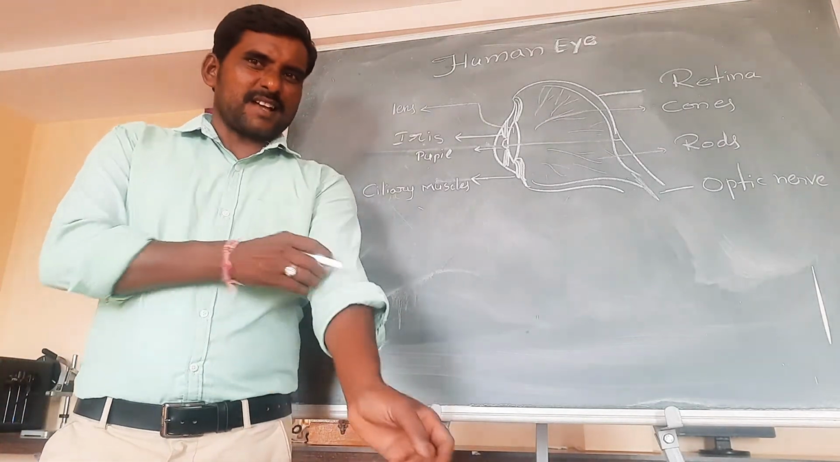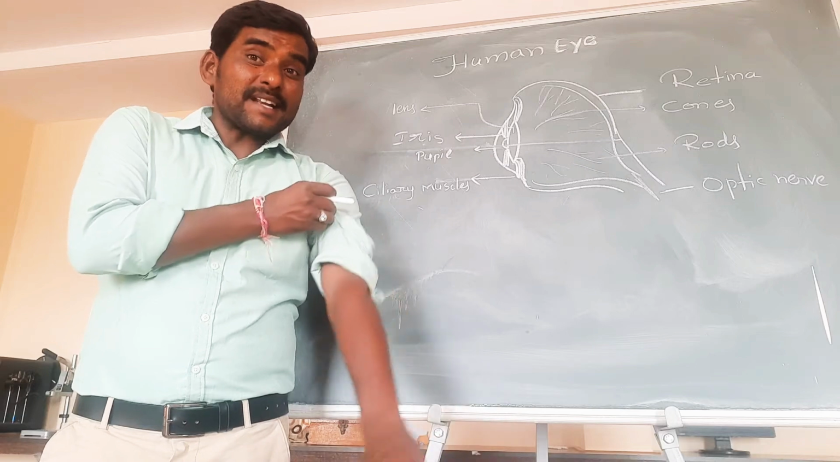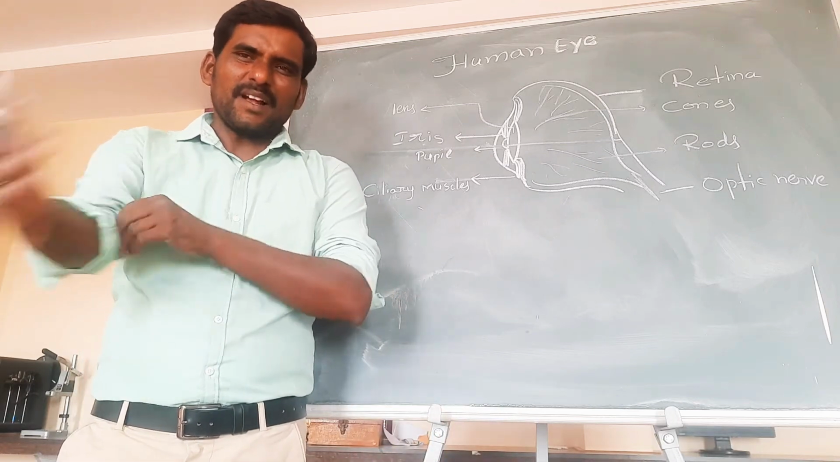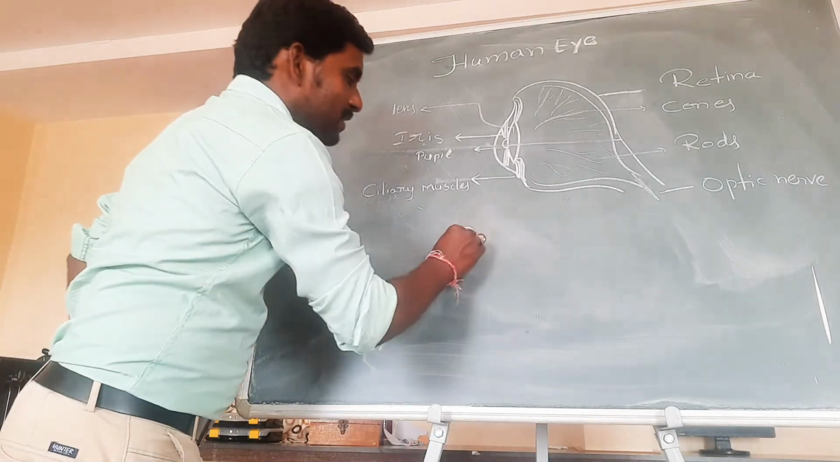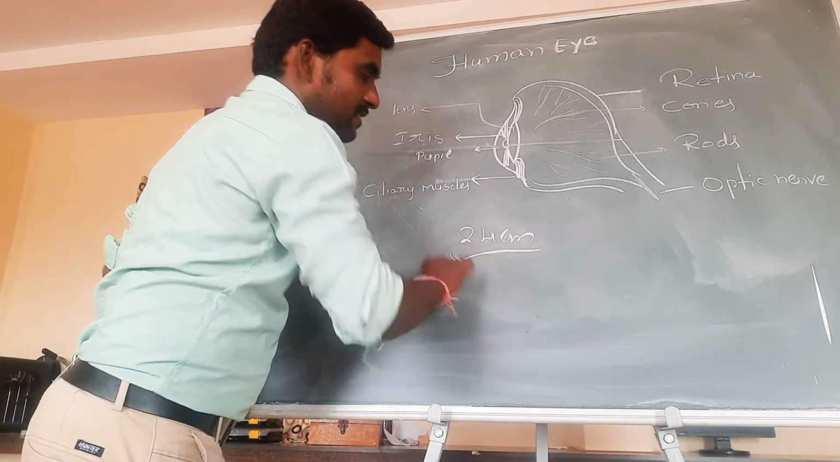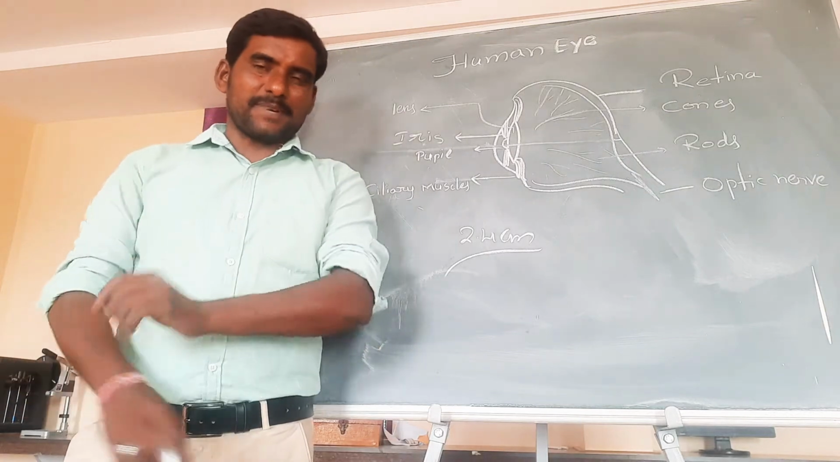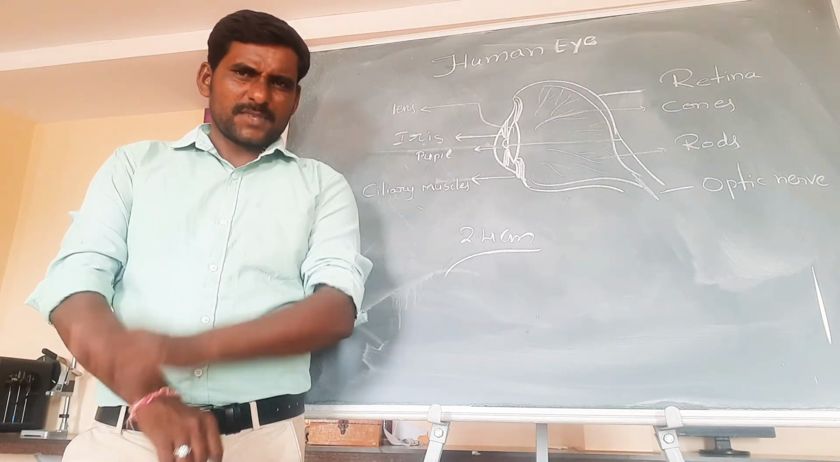One more important question they asked. A person's eye lens does not accommodate more than 2.4 centimeters. What will happen to the person? Very simple.